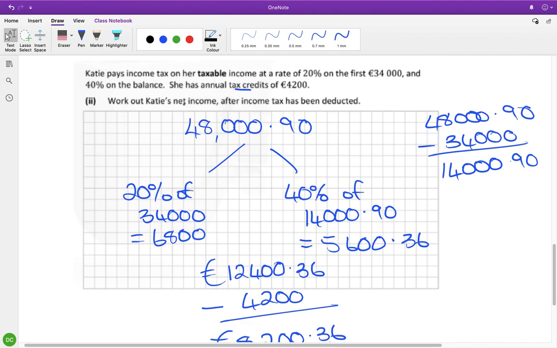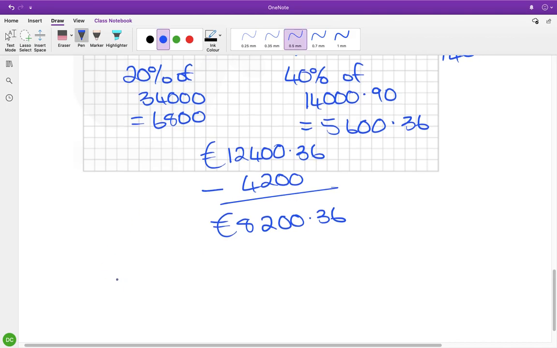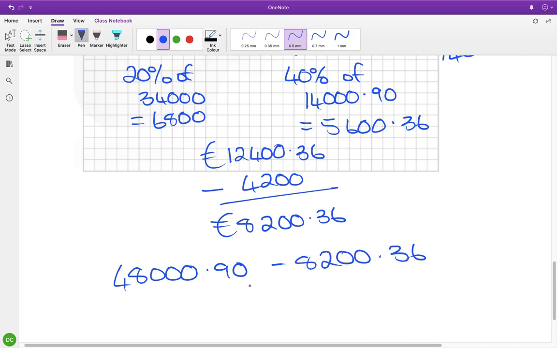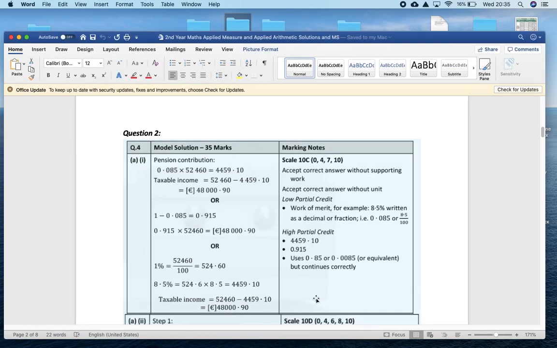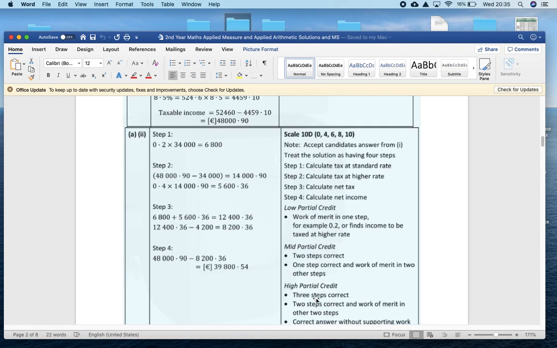Now they want us to work out net income. So we had €48,000 and 90 cents to start with. She's going to pay tax of €8,200 and 36 cents. So when you do that calculation, you're getting a net income of €39,800 and 54 cents. Right, €39,800 and 54 cents.